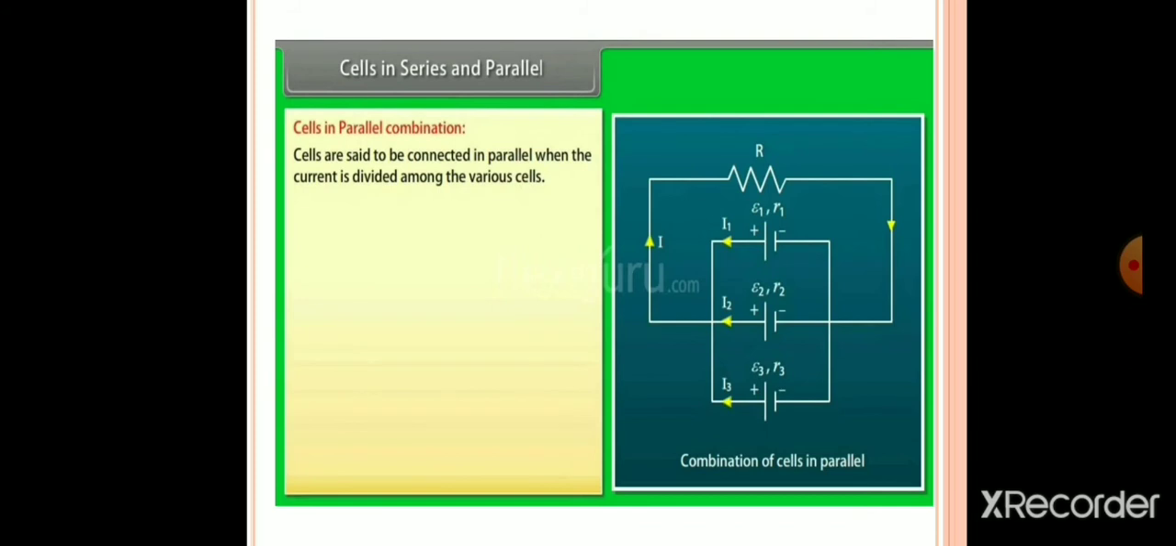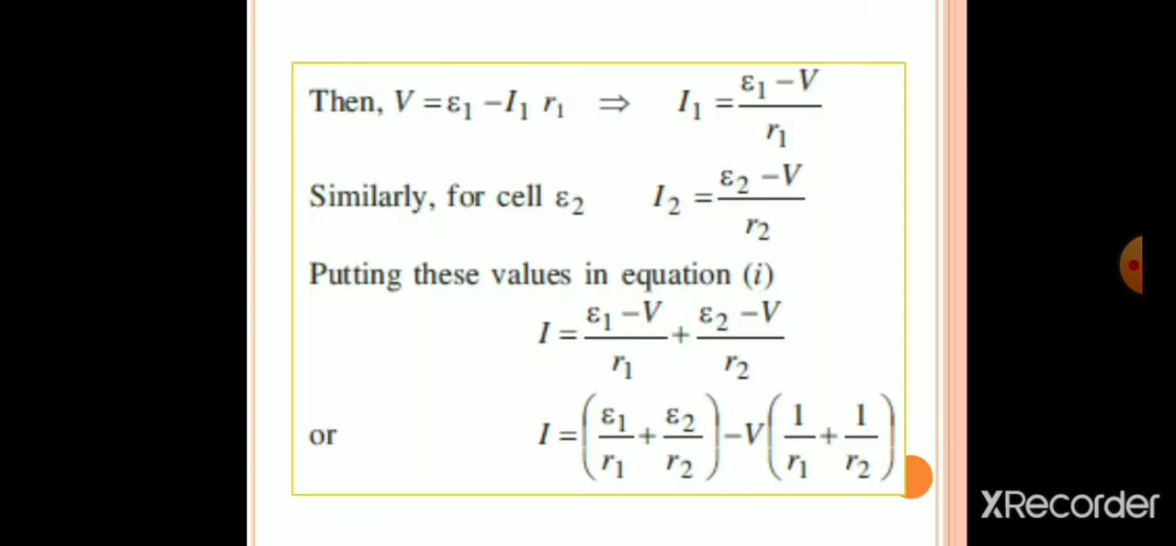Now let us discuss the cells in parallel combination. Cells are said to be connected in parallel when the current is divided among the various cells. Let the three cells be of EMFs E1, E2 and E3 and let their internal resistances be R1, R2 and R3. In parallel combination, considering two cells, we know the voltage across these cells will remain the same.